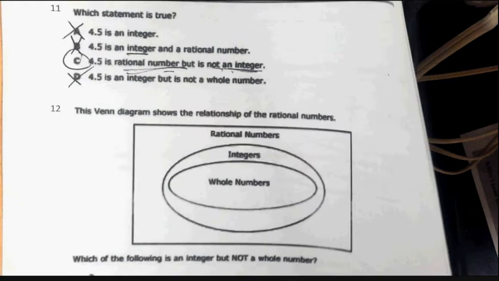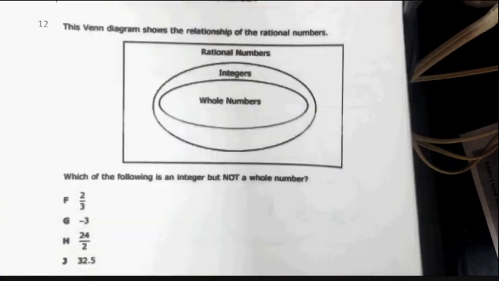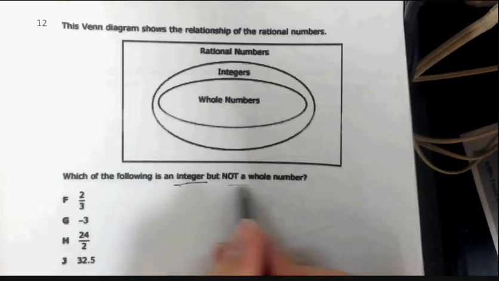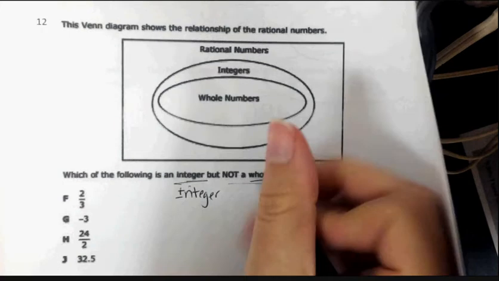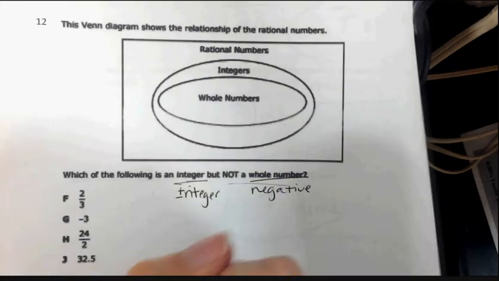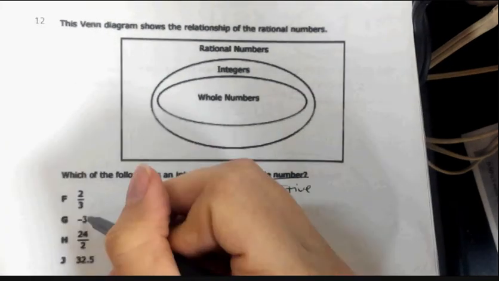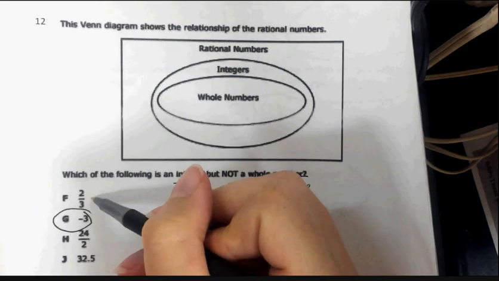And then number 12. Number 12, which of the following is an integer but not a whole number? So I'm looking for something that's not a fraction or a decimal, but it can be positive or negative. If it's not a whole number, that means I'm looking for a negative integer because whole numbers are not negative. I don't want a whole number, so I'm going to look at negative 3. That's my answer. This would only be rational.